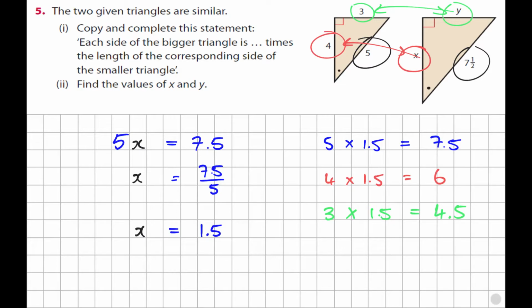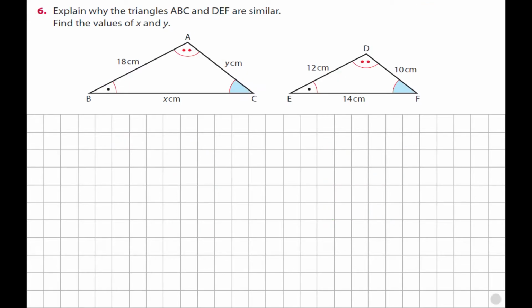Okay, so question 6. Explain why the triangles ABC and DEF are similar. Find the value of x and y. Okay, so the reason why they're similar is very obvious. Because this angle and this angle are the same, this angle and this angle are the same, and this angle and this angle are the same. So if you've got three angles the same, then you've got similar triangles, as all three angles are the same.